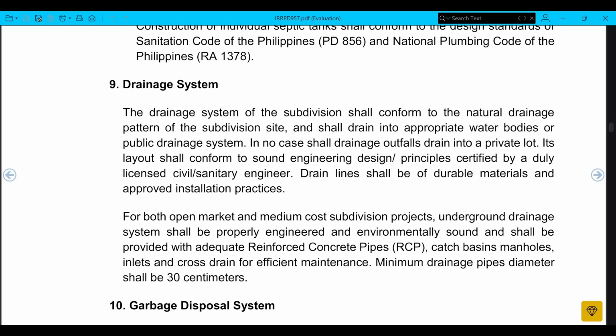9. Drainage system. The drainage system of the subdivision shall conform to the natural drainage pattern of the subdivision site and shall drain into appropriate water bodies or public drainage system. In no case shall drainage outfalls drain into a private lot. Its layout shall conform to sound engineering design principles certified by a duly licensed civil sanitary engineer. Drain lines shall be of durable materials and approved insulation practices.